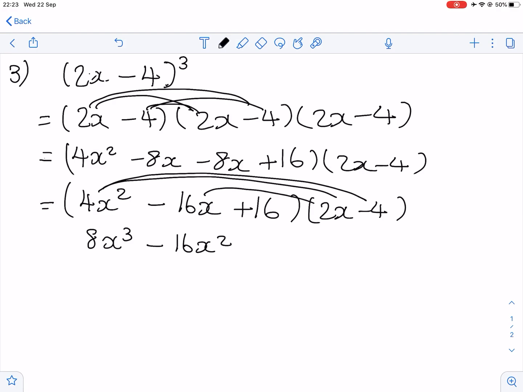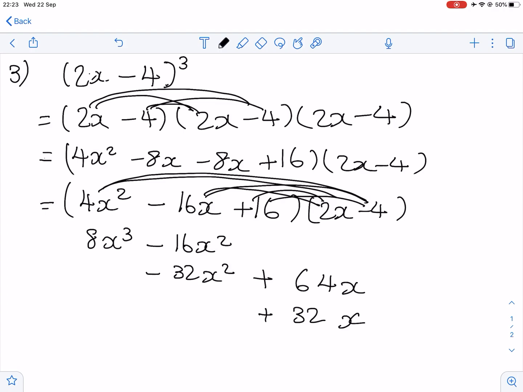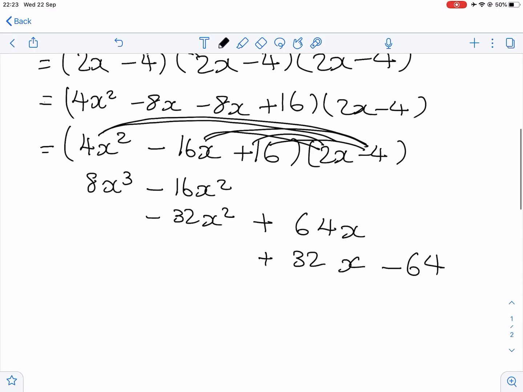Minus 16x multiplied by 2x is minus 32x squared. Minus 16x multiplied by minus 4 is plus 64x. Then you have plus 16 multiplied by 2x, which is plus 32x. Then plus 16 multiplied by minus 4 is minus 64. Then just going to simplify it. I have 8x cubed minus 48x squared plus 96x minus 64.